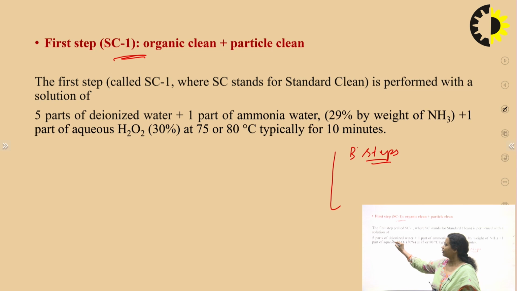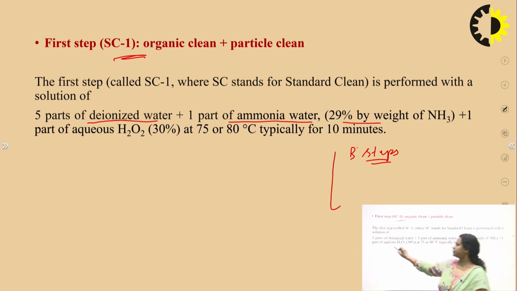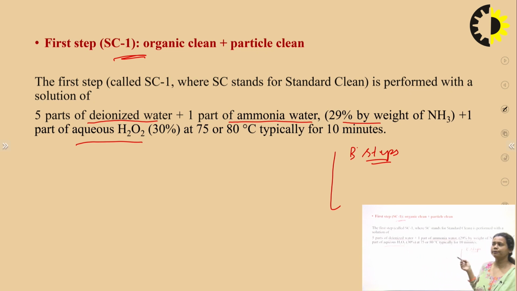You have to learn that we are using 5 parts of deionized water, 1 part of ammonia water, that is basically 29% by weight, and 1 part of aqueous H2O2, that is hydrogen peroxide. So what are the 3 things? 5 parts of deionized water, 1 part of ammonia water, and 1 part of H2O2. We are using all these 3 things at 75 to 80 degrees Celsius temperature, and that is for 10 minutes. There is one apparatus, and we are using these 3 things, and we are keeping our wafer, adding these chemicals, and that wafer is getting cleaned up. So this is happening in the SC1.